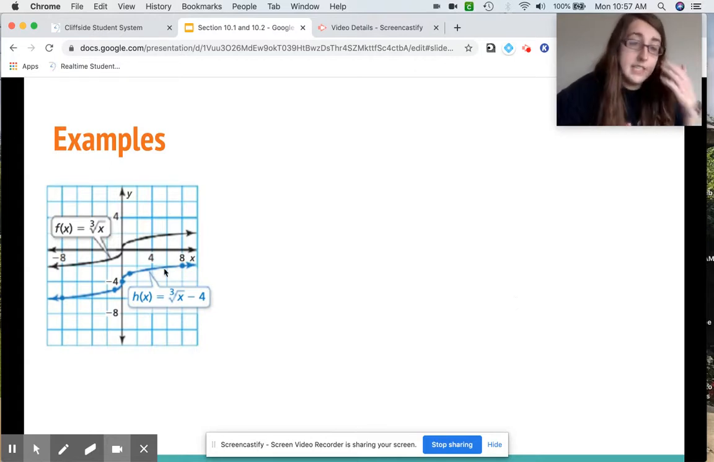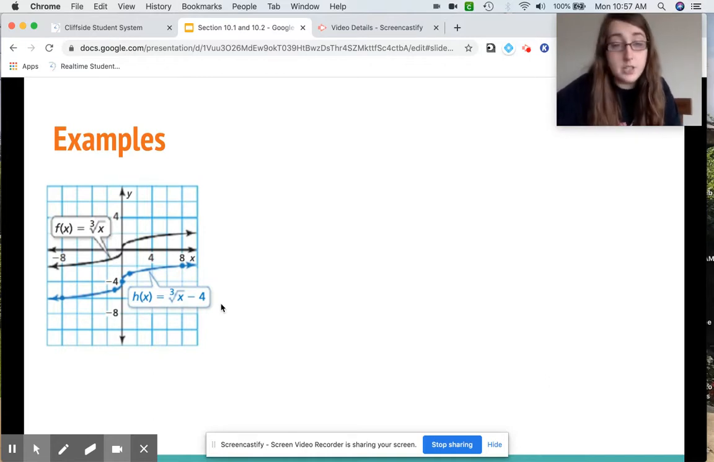So looking at this example, what we're going to look at is the cube root of x minus 4. So again, all you're doing is taking that S-shaped curve and translating it down 4 units, and everything else stays the same.